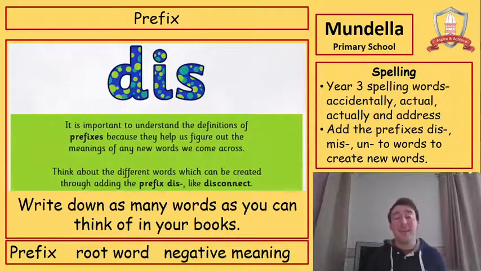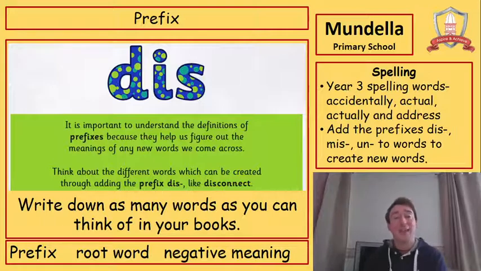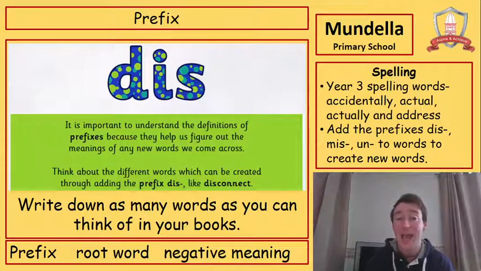Okay, let's have a look at some examples of dis. So with dis, it's important to discover what the meaning, I used a word there, discover, okay, what the meaning is of the prefix. So what I would like you to do first is write as many words as you can into your books with the prefix dis in front of it. Okay, pause the video, off you go, and then once you're finished, unpause, and we'll have a look at the meaning.